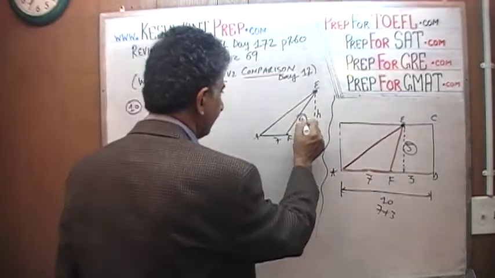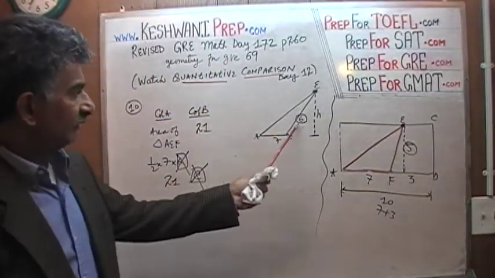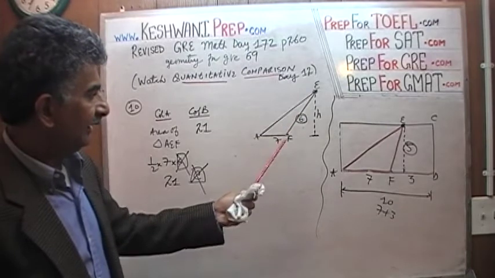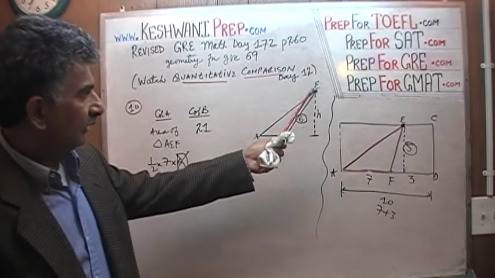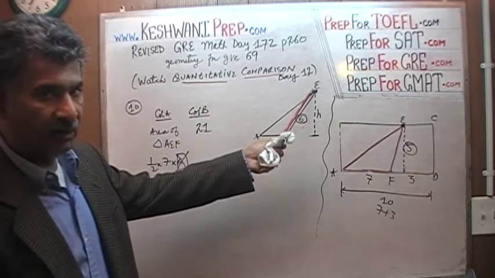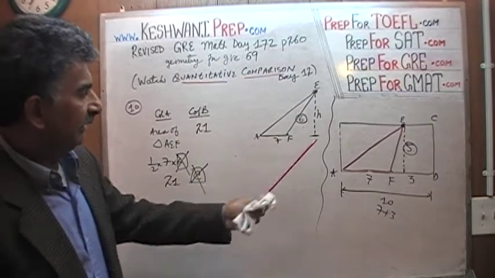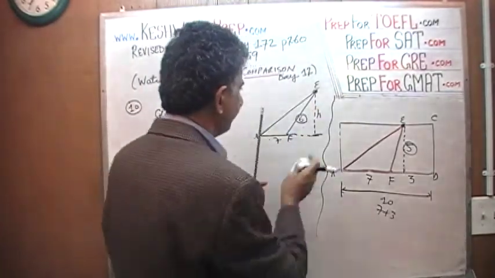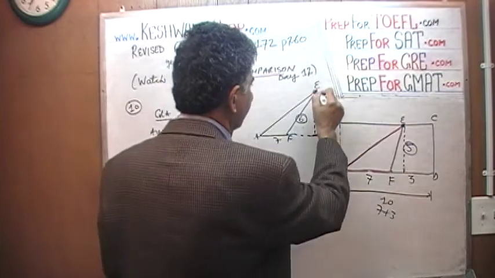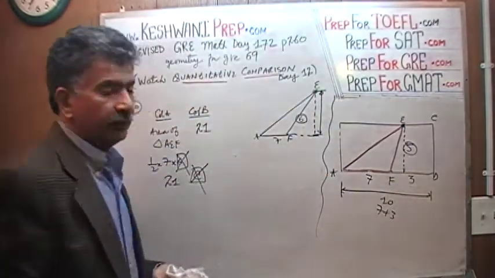The height is this guy. The height is not 6. 6 is this guy. 6 is the side E to F. That is not the height of the triangle. The height of this particular triangle is from the top of the triangle, which is the highest point of the triangle, which is E, to the very base, the bottom of the triangle. This is the height. The question is, how much is it? How much is it? We do not know.